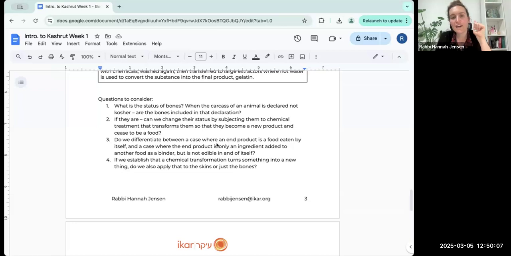And 4, if we establish that the chemical transformation turns these bones into something new, does that also apply to the skins or just to the bones? Those are our 4 questions. Not quite the 4 questions we usually think of at Passover, but a different set of 4 questions. What do you make of these questions? Any immediate responses?